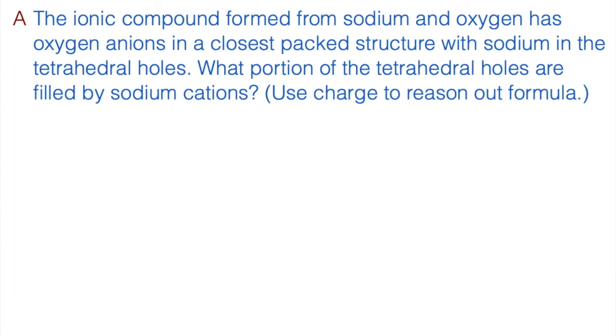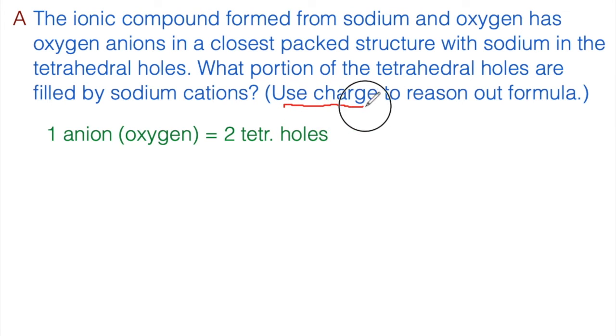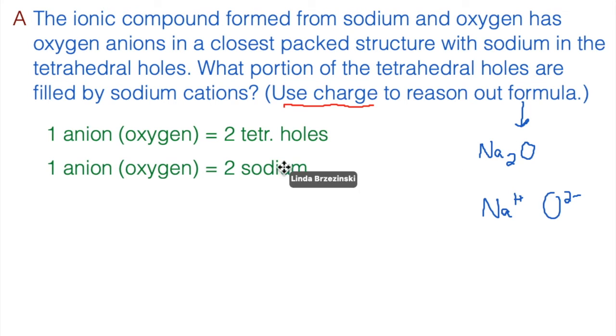Let's go ahead and use these to try to solve a problem. So we're going to use the information that this closest packed structure has 2 tetrahedral holes for every 1 anion, and the anion here is oxygen. Then if we use charge to reason out the formula between sodium and oxygen, it would be 2 sodium for every 1 oxygen, because we have sodium with a +1 charge and oxygen with a -2 charge, so this has to be the formula for sodium oxide. So from the formula we get that for every 1 anion, there are 2 sodium cations.